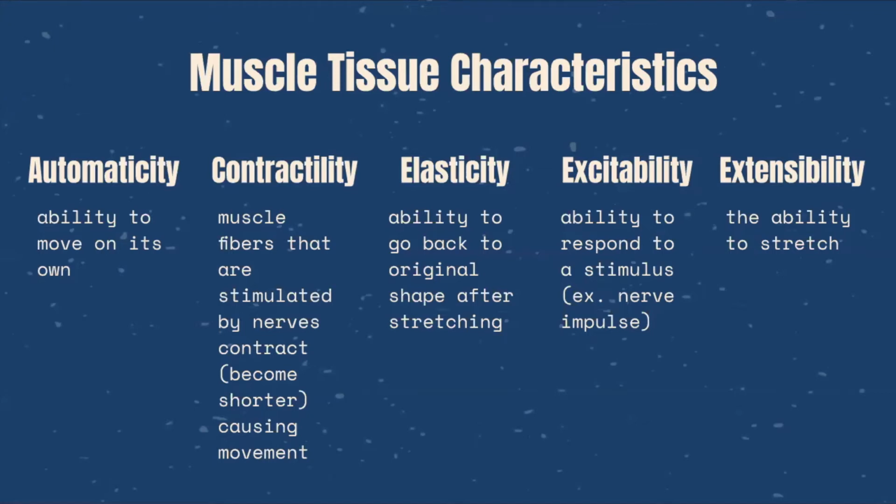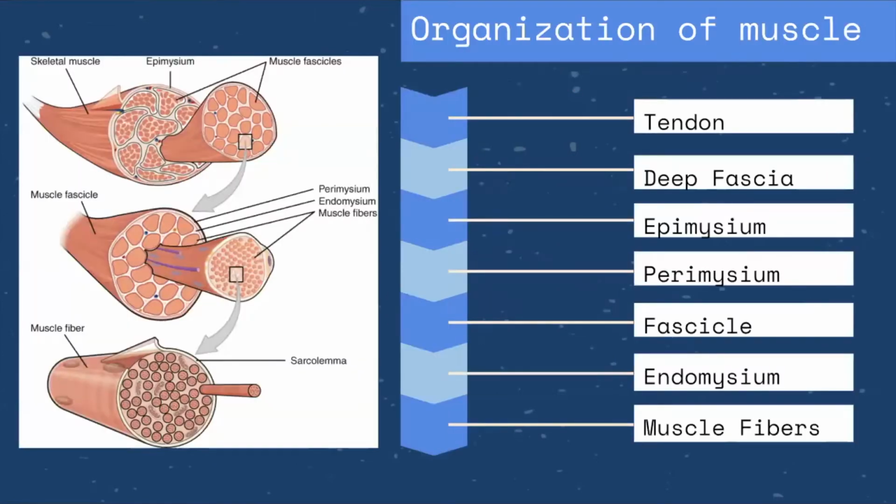So the 5th and the last characteristic we're going to talk about is extensibility. So in medicine, when we say extend, we mean straighten. So in this case, it would be the ability to stretch. Our muscles can stretch. Does anyone have any questions about the 5 characteristics of muscle tissue types? Okay, I think we're good. If you have any questions, just keep them coming.